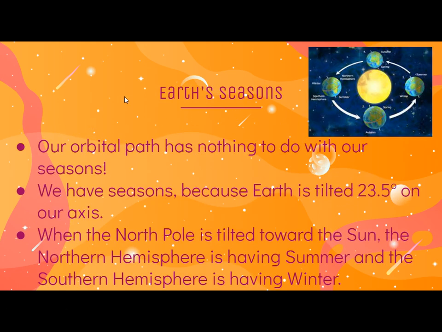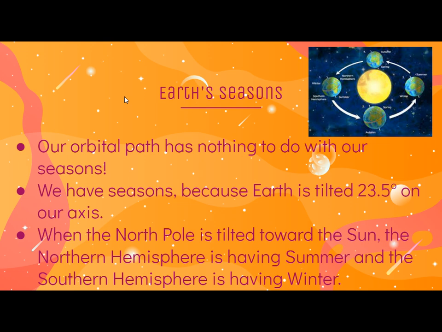As I said, our orbital path doesn't have anything to do with our seasons. Our seasons are caused because of this. You will notice that every time you see a globe of our planet, it's tilty. It is not like this, right? Have you ever seen an example of our planet where it is straight up and down on its axis like this? No, because we aren't like that. We're tilted. Our axis is tilted just a little bit, 23.5 degrees.